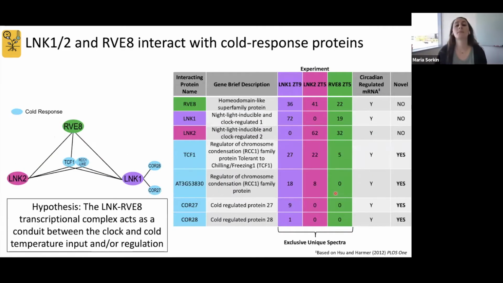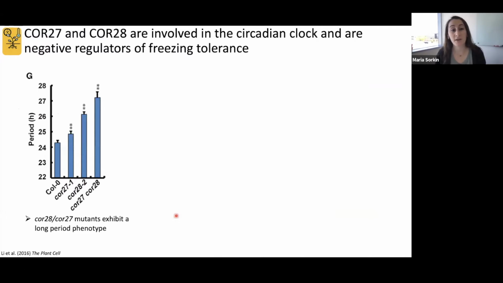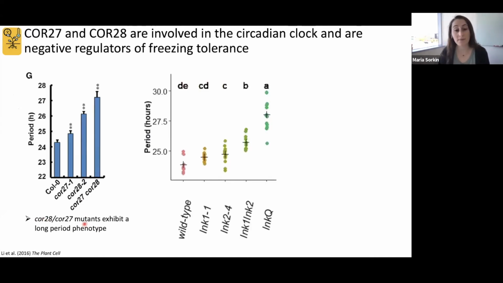Okay, so when I had this list of proteins, I decided to focus on COR27 and COR28, primarily because when I looked in the literature, I saw that the CORs were already associated with circadian rhythms previously. In this 2016 paper, the authors demonstrated that the CORs have a long period mutant phenotype when you knock them out. This is very similar to what we see in the LNK mutants, indicating that the CORs and the LNKs could be operating in the clock in a similar fashion.